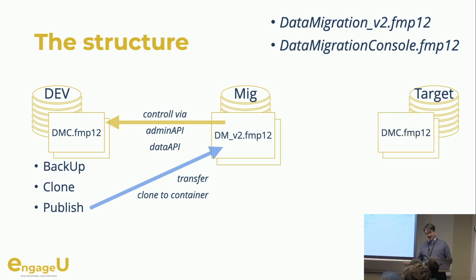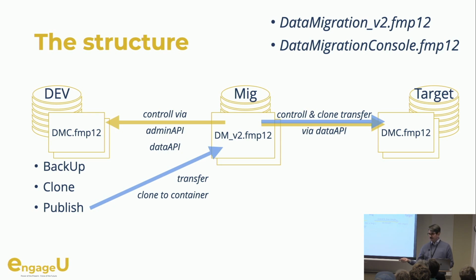Then of course we have the target server. Again, there is exactly the same data migration console file there. And this now gets data API calls. We send the clone file there. We send the FMDMT that is matching the server number. We put it on the server in the correct directories.